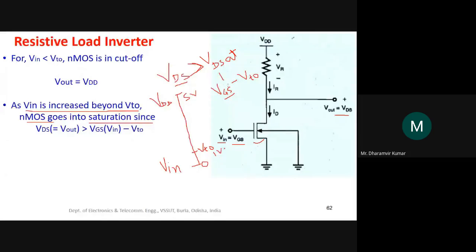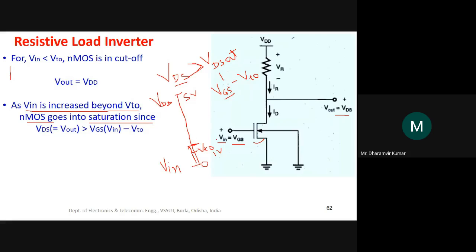Now, for the first condition when the device was in cutoff, we had assumed that the input voltage is below VT naught, that is, it was lying in this region. Now we have increased the input voltage beyond VT naught, so this input voltage has now risen to this particular point, just above the value of VT naught. Under this situation, what is the value of VDS and what is the value of VGS minus VT naught?